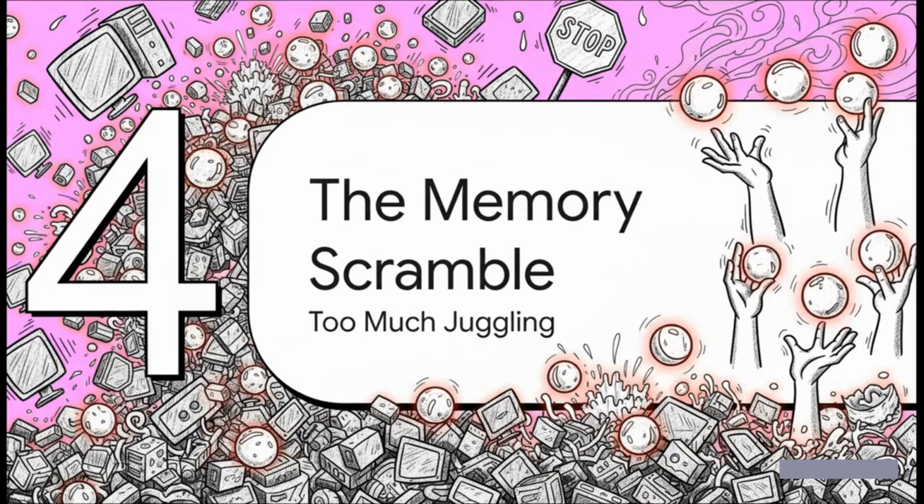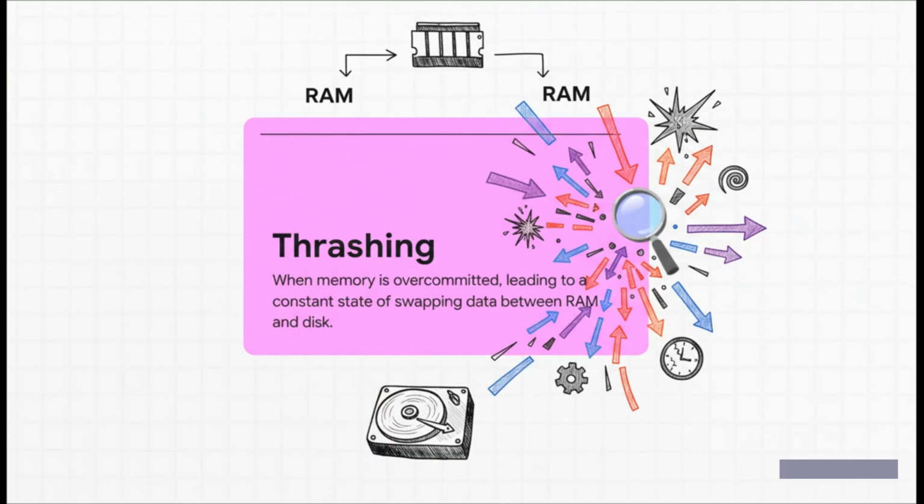Okay, on to our next bottleneck. This one happens when your computer is trying to juggle way too many things at once, but it doesn't have enough memory to do it. It leads to this desperate scramble that just brings everything to a grinding halt. This horrible condition is called thrashing. And trust me, it feels just as violent as it sounds.